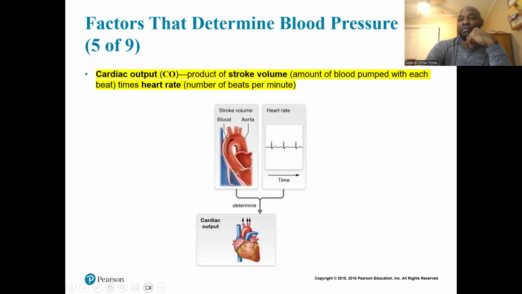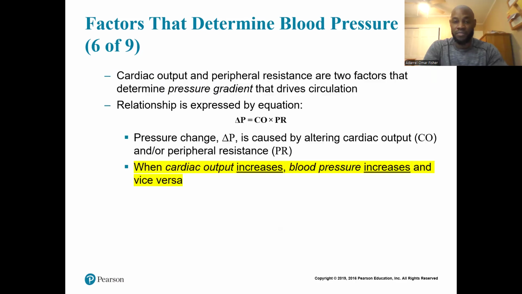Cardiac output, stroke volume, how much blood you're pushing out with each beat. So that left ventricle times heart rate, how many times you're pumping it out. Stroke volume times heart rate gets our cardiac output, right? Cardiac output and peripheral resistance factor into the changes in pressure, right?